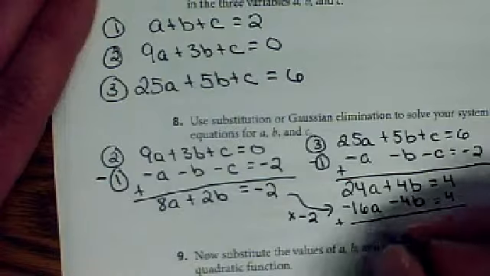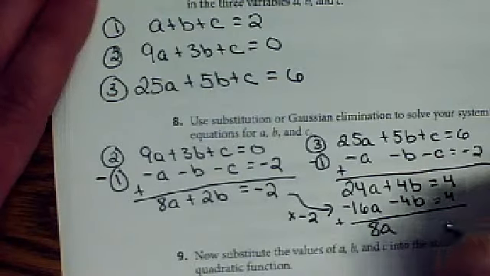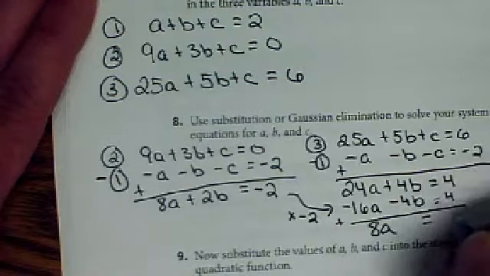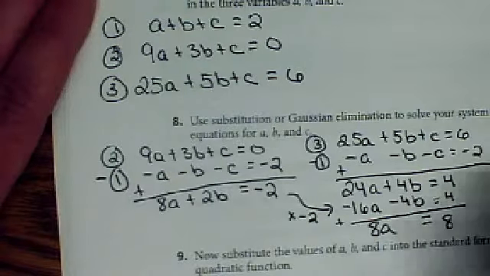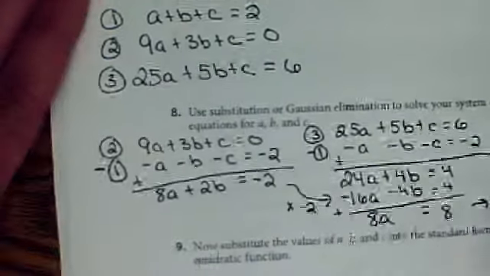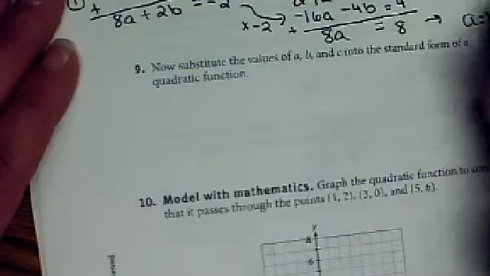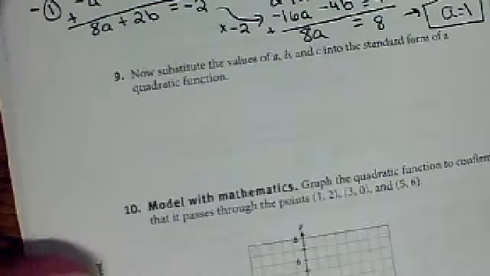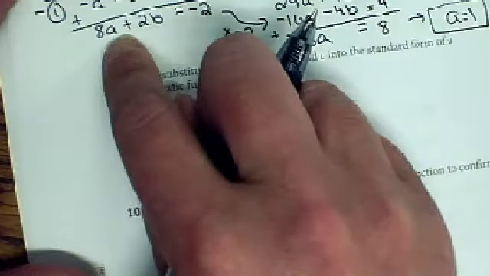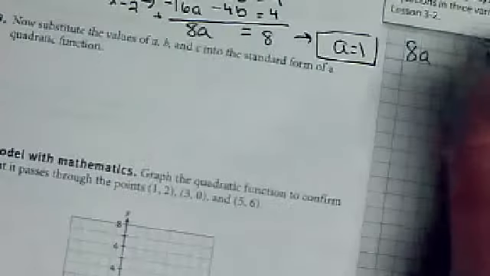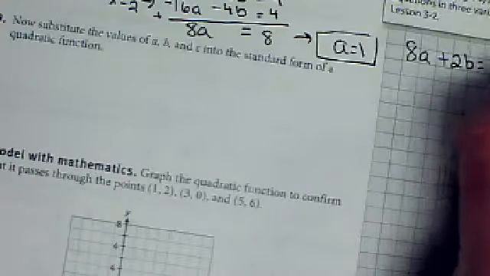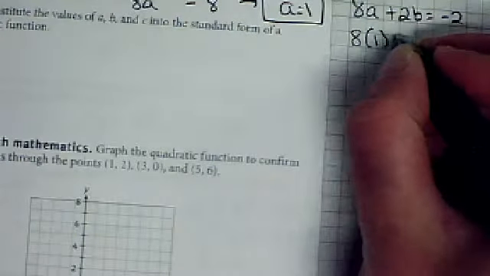24a and a negative 16a is 8a. The b's are gone now. And on the other side I have 4 plus 4 is 8. So we easily can get that a is 1. Now that you know one of the variables, we're going to plug it back in to any of the equations to find another one. Hey, that's a pretty easy equation to use. That equation was 8a plus 2b equals negative 2. Well, let's plug in a. A is 1.